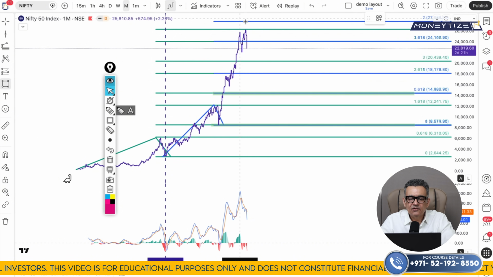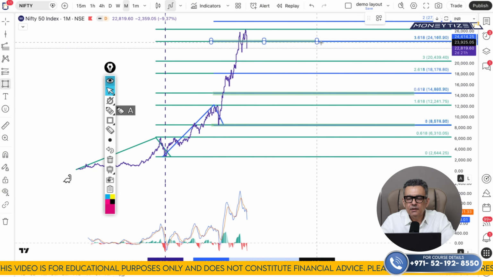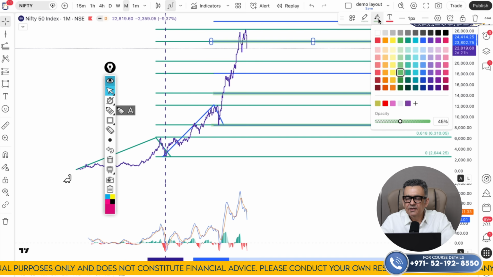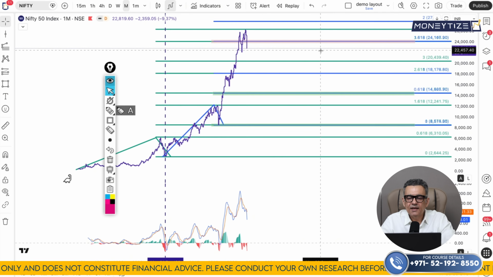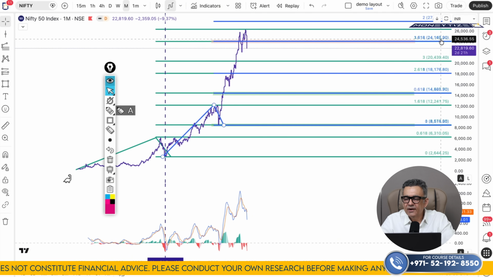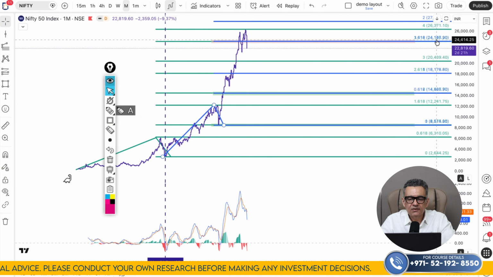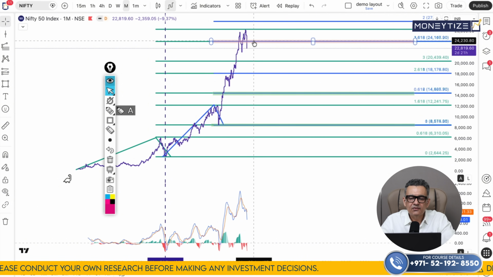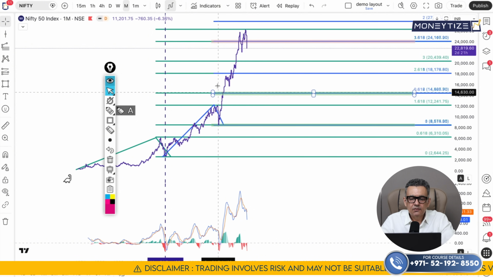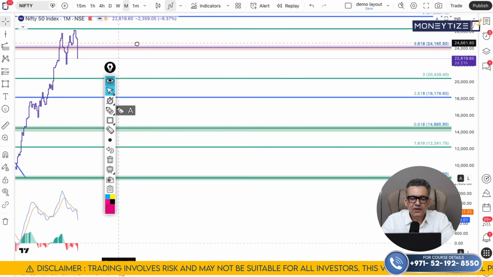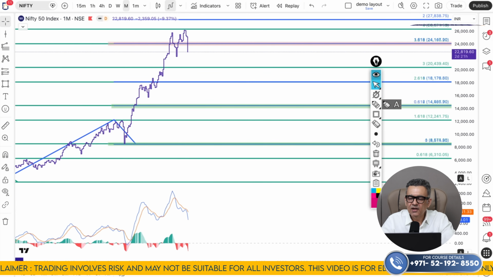And then I get to see here our third duplication here. Now this is right now acting as resistance. So 24,100, because our current price is below 24,100. So 24,100 is now going to act as a major resistance. Now that's it. If you want, we can add more extensions here, so we will have more duplication zones or magnet zones in between.